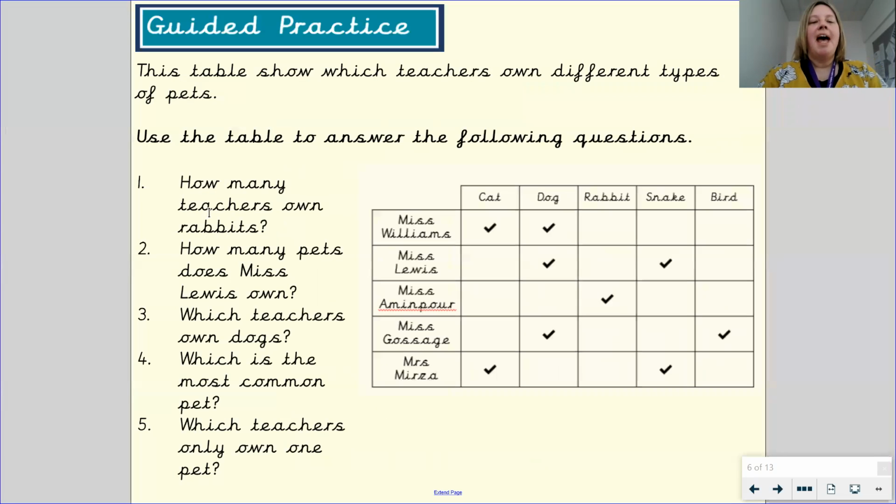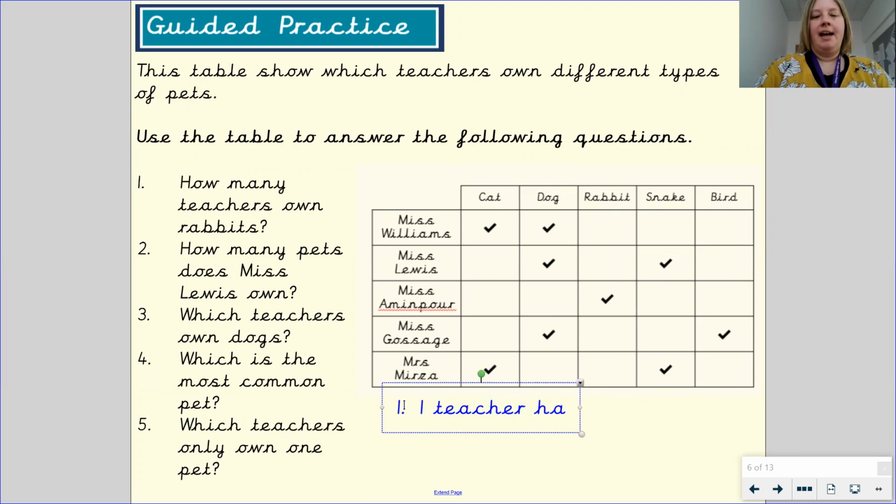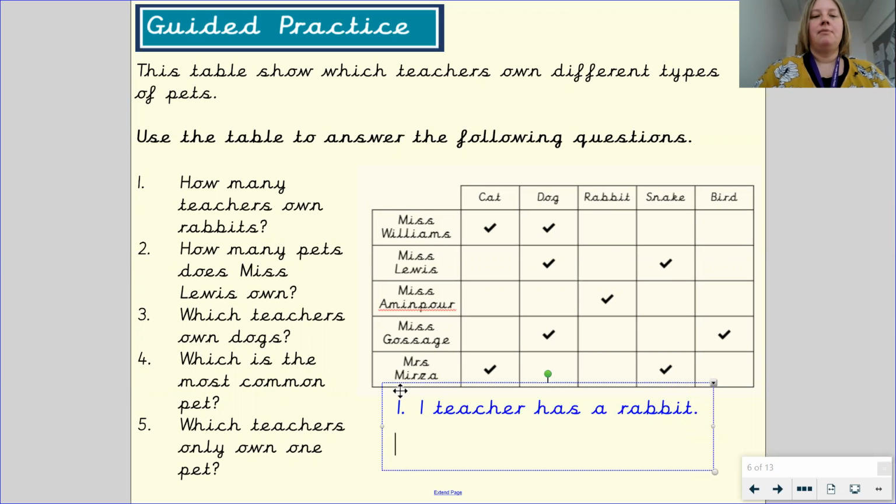So question 1 says, how many teachers own rabbits? So I'm going to look at the table. Here it says rabbit. If I go down the column with rabbits in, I can see that 1 teacher has a rabbit. So I can write my answer for this. I'm going to write 1 teacher has a rabbit. It's important that you give that extra information in your sentence.